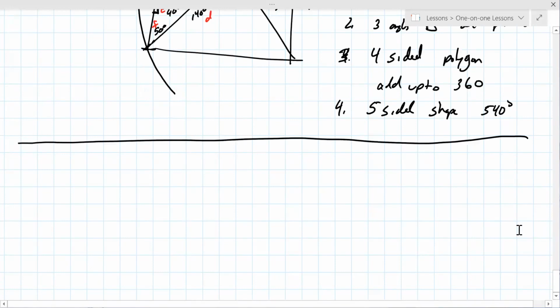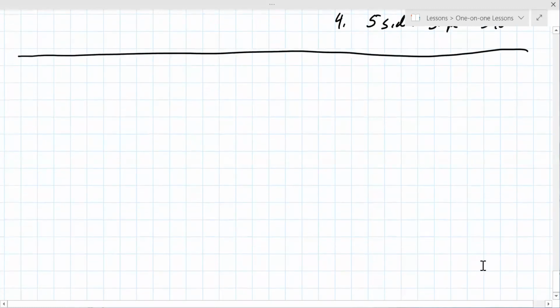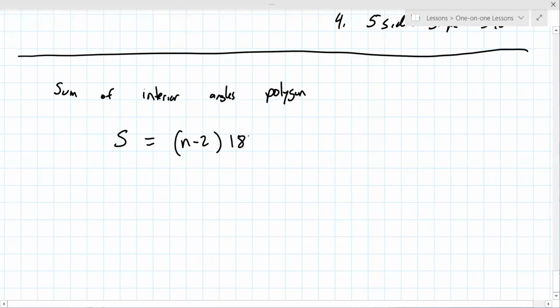All right, so let's look at something else here. It says write proofs, determine properties of lines, angles, and polygons. Writing, reading, and critiquing both two-column and paragraph proofs, including but not limited to the sum of angles in a triangle and the sum of the interior angles in any polygon. So the sum of the interior angles in any polygon has a formula, and I use S for it. It's n minus 2 times 180.